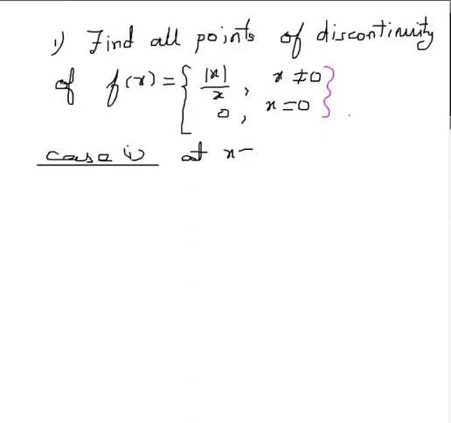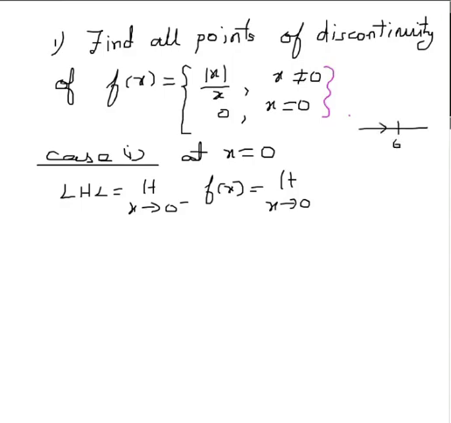At x is equal to 0, we are going to check the continuity. Since it is a signum function, I am going to do LHL and RHL. Limit x tending to 0 minus of f of x. X tending to 0 means x is not equal to 0. It approaches 0, either from the left side of 0 or from the right side of 0. That is the meaning.